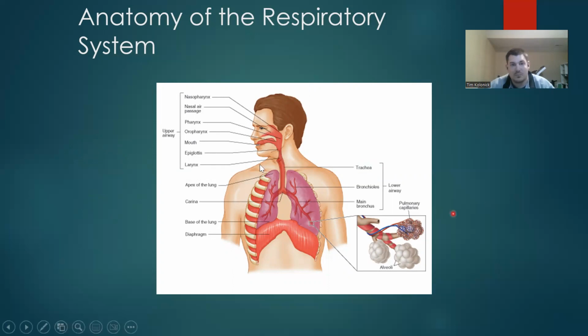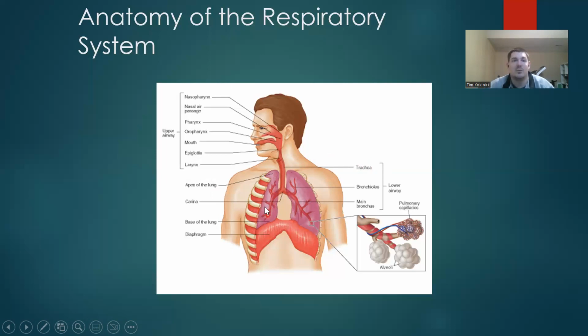Down here by the larynx and the back of the pharynx, you have your epiglottis. The epiglottis is there so that food doesn't get into your larynx and trachea. Then down below, we have your trachea on the lower airway that comes down to the carina, which splits off into your right and left main stem bronchi.